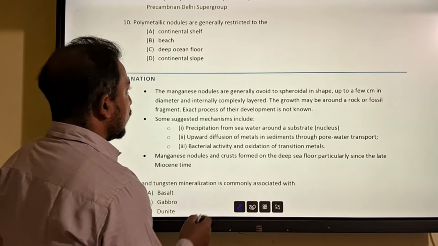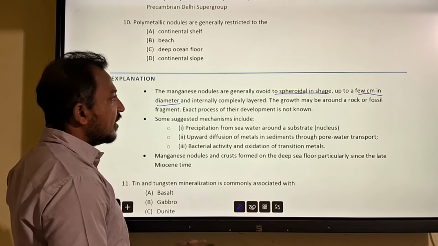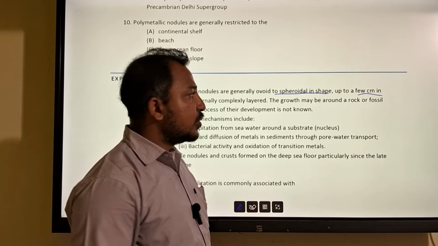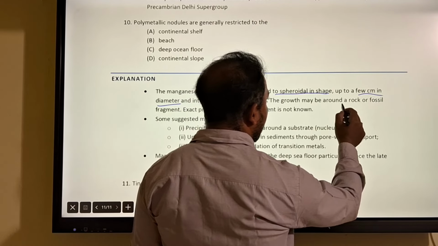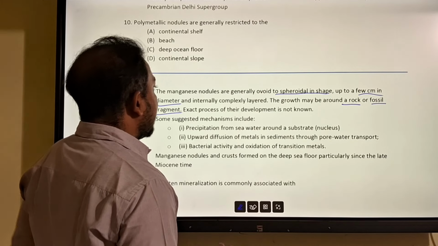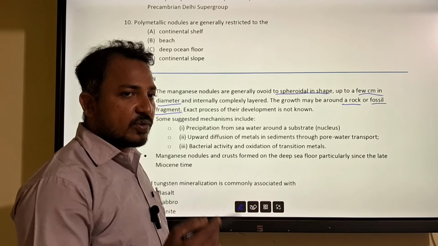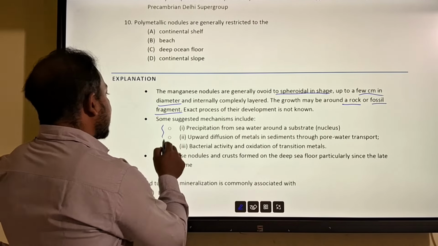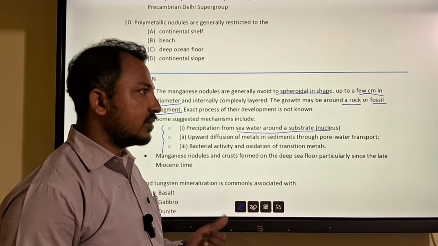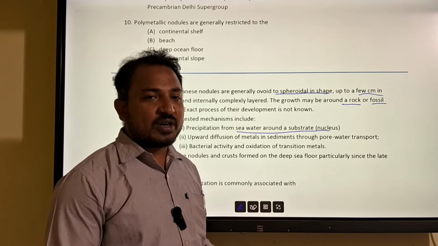This is very important. Manganese nodules are spherical in shape, up to a few centimeters in diameter. They always require a host to grow, so they grow around a rock or a fossil fragment. Their mechanism is not particularly well developed, how the manganese nodules are formed, but there are some explanations. One is precipitation from seawater around a substrate nucleus. There are some pH conditions where manganese or iron is precipitated within the ocean.